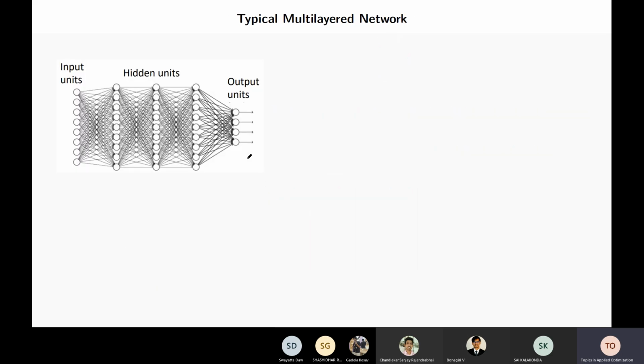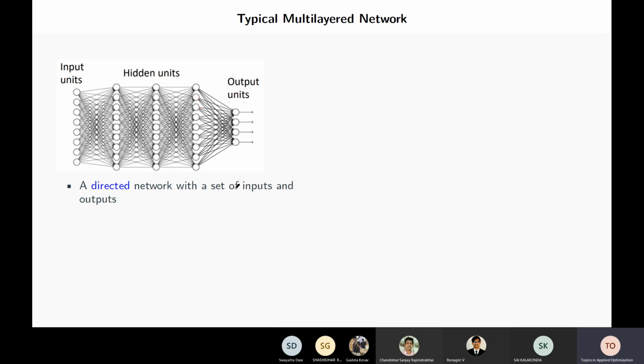So let us see the multi-layer network here. You have input units. You have hidden units, including this, and this is the output. These are the output units. So these guys are all called units. These are hidden because these are the innermost layers.